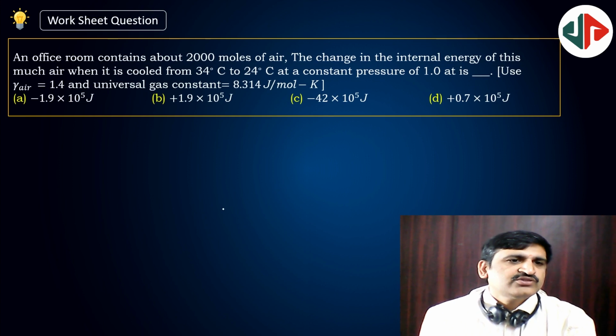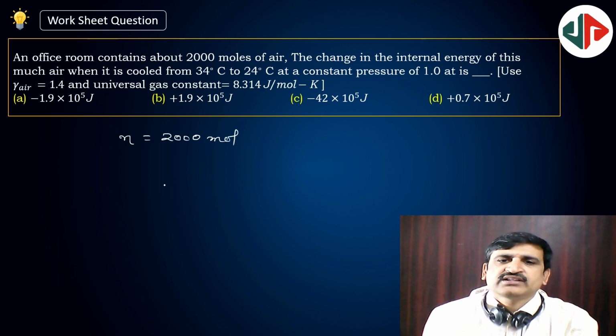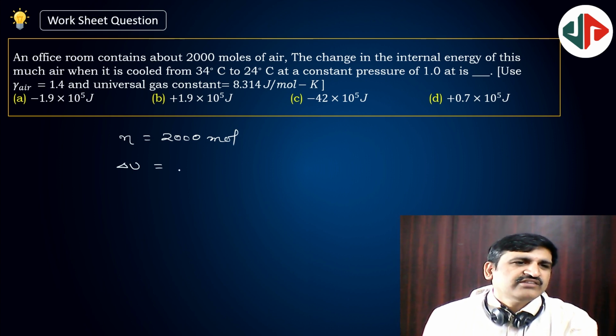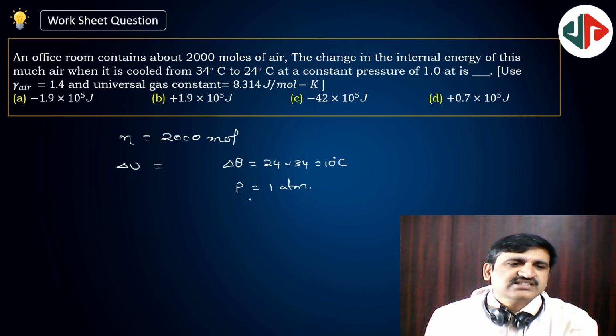An office room contains about 2000 moles of air. N is equal to 2000 moles. The change in internal energy delta U of this much air when it is cooled from 34 to 24, delta theta of 10 degrees Celsius, at constant pressure equal to 1 atmosphere, is dash. He is asking for the internal energy.